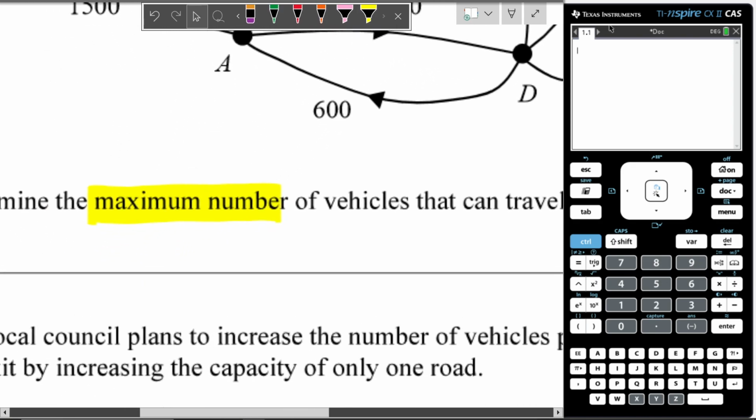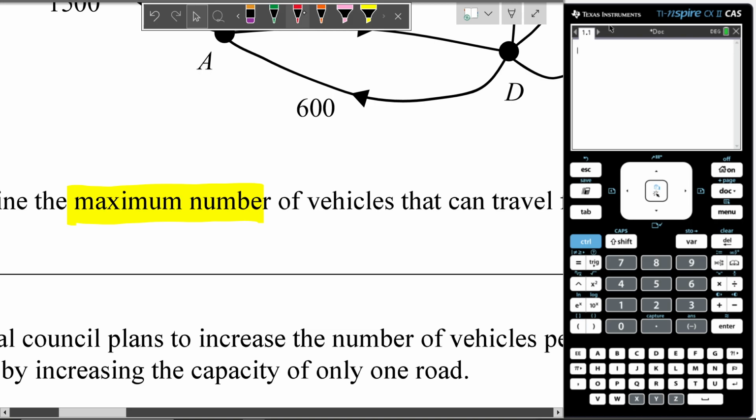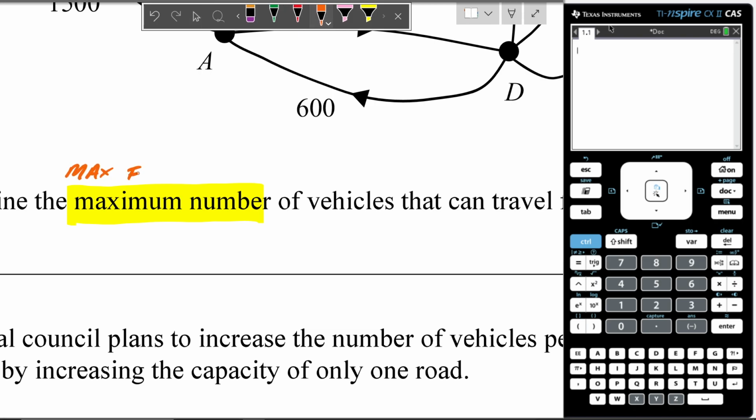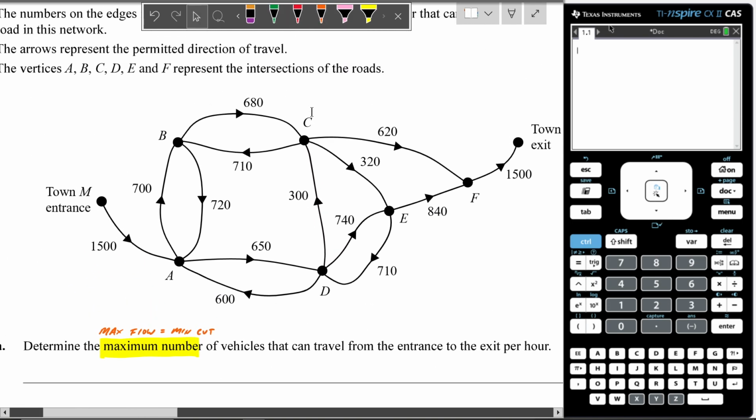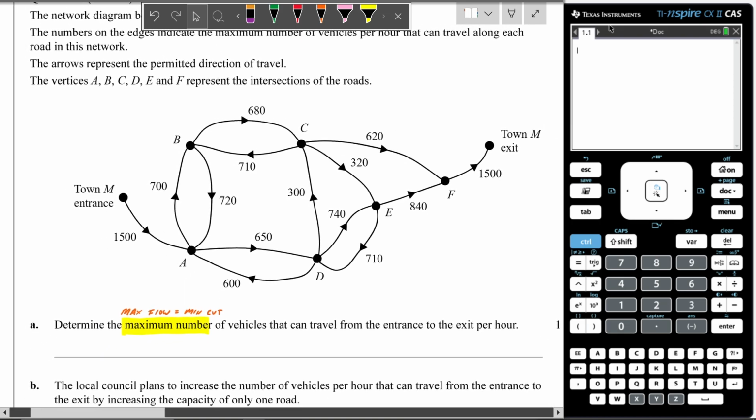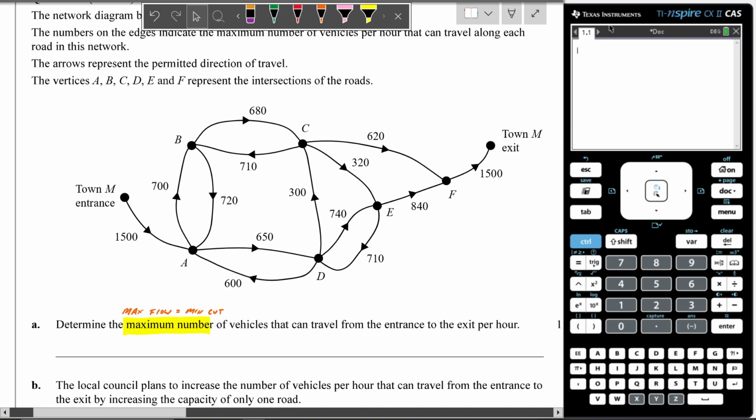So this is a flow question, and it's asking us to find the maximum flow. We know that the maximum flow is equal to the minimum cut. So what we need to find is the minimum cut, and this is what this method is all about. Remember, with the minimum cut, there are different ways of going about it, but if you wanted to use trial and error, what you're trying to do is cut through this graph with the minimum amount of numbers possible.